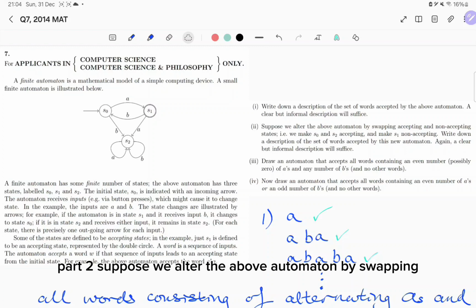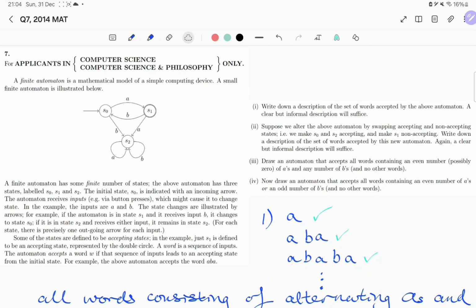Part 2. Suppose we alter the above automaton by swapping accepting and non-accepting states, i.e. we make S0 and S2 accepting and make S1 non-accepting. Write down a description of the set of words accepted by this new automaton. Again, a clear but informal description will suffice.